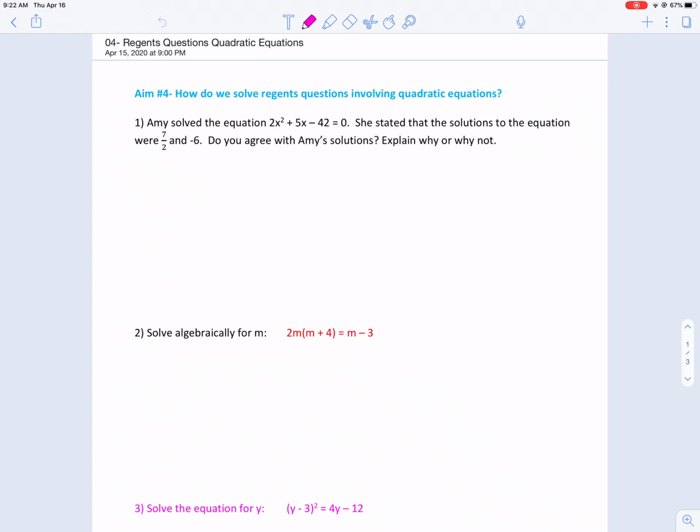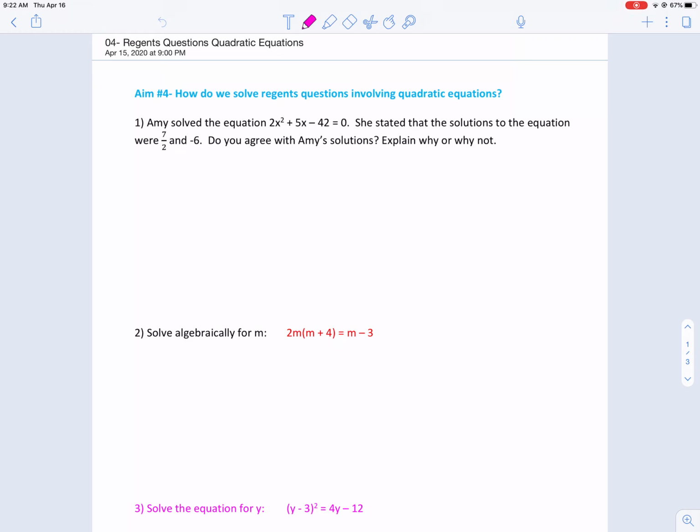Hi everybody, we are going to do some more practice with factoring and solving quadratic equations with some Regents questions. So if you take a look at number one, I'm going to give you about 5 or 6 questions, and then I'll give you a practice sheet with 5 or 6 questions that are really similar.